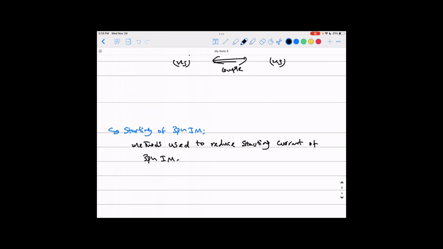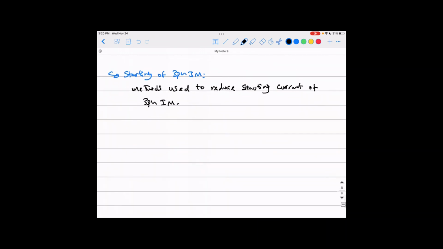Your induction motor will not refuse to start. It will start on its own. But it has a different problem. It draws a very high amount of current at the starting, and we don't want this very high current. We want to reduce it. So we use other methods to reduce this very high current at the beginning. And that's what we mean by starting of three-phase induction motor, which is totally different from starting of synchronous motors.